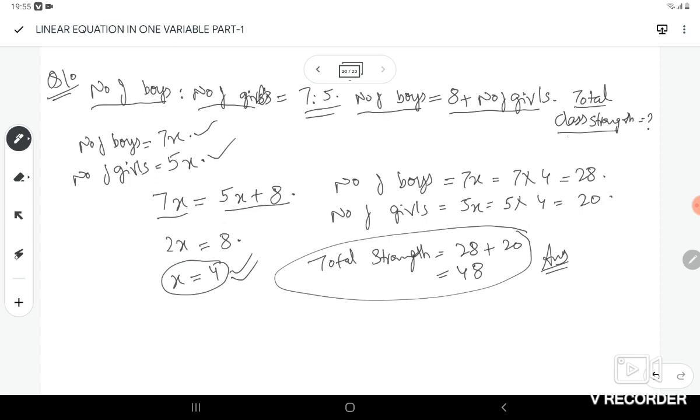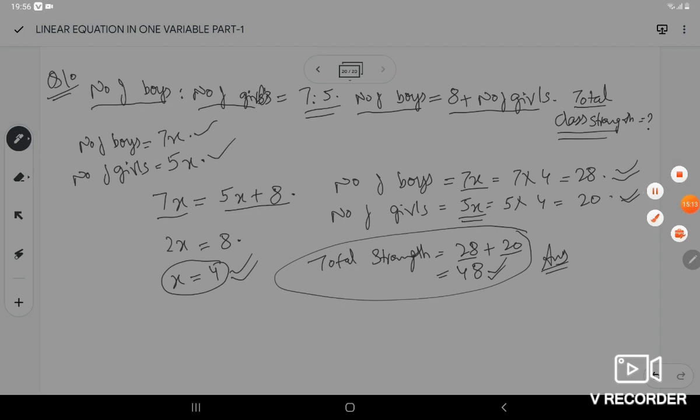So we have to find the total strength, that is number of boys plus number of girls. So number of boys is given as 7x, so 7 multiplied by 4 equal to 28, and number of girls equal to 5x. So number of girls would be equal to 5 into 4 equal to 20. So total strength would be equal to 28 plus 20, that is equal to 48.